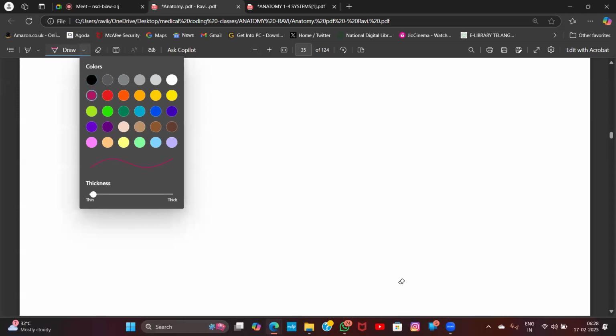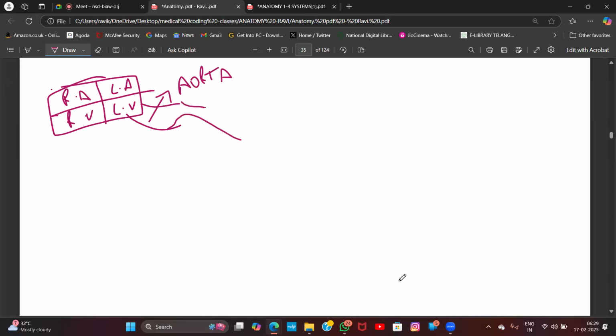Here, the nephron. First, the heart. How many chambers does the heart have? Right atrium, left atrium, right ventricle, and left ventricle. The heart has 4 chambers. From the left ventricle originates the largest artery, called aorta. From the aorta, an artery originates which supplies oxygenated blood to the kidney. Which artery? It is called the renal artery.